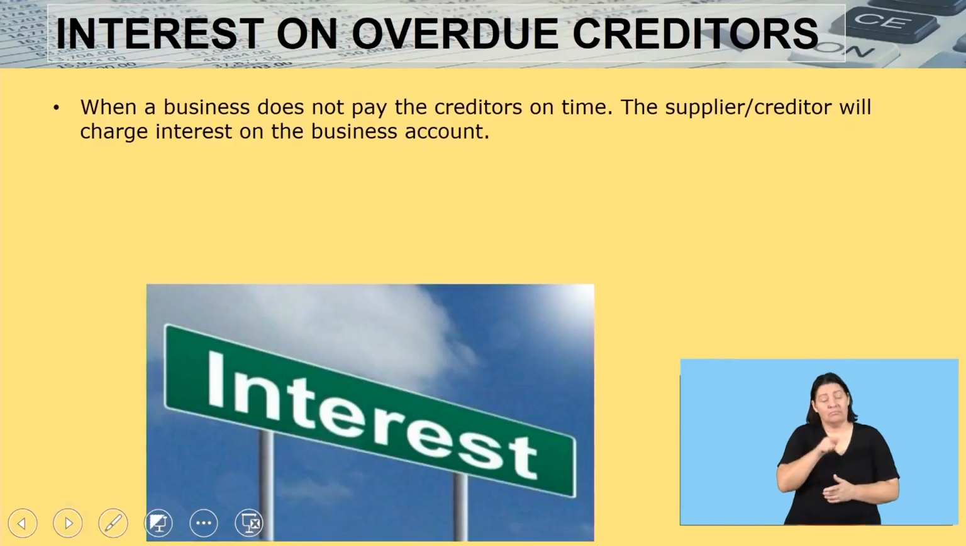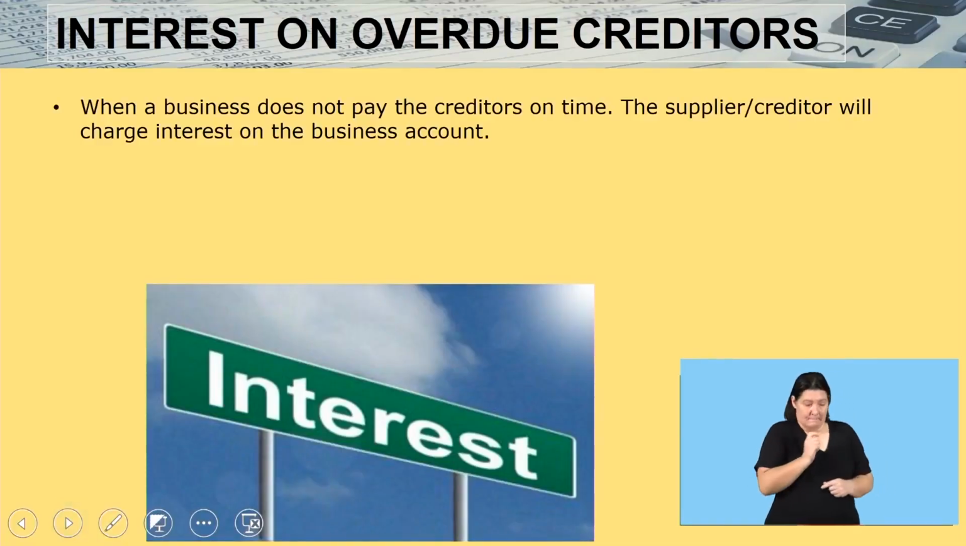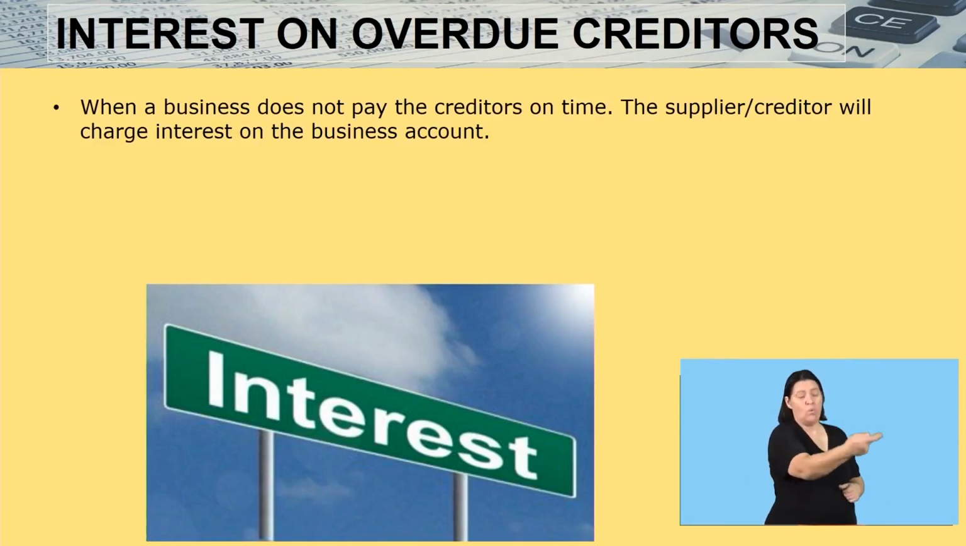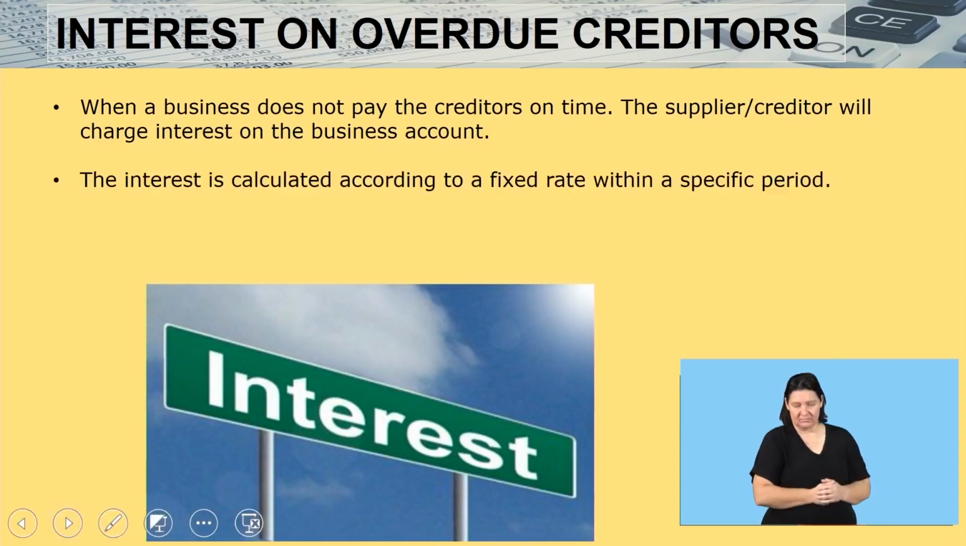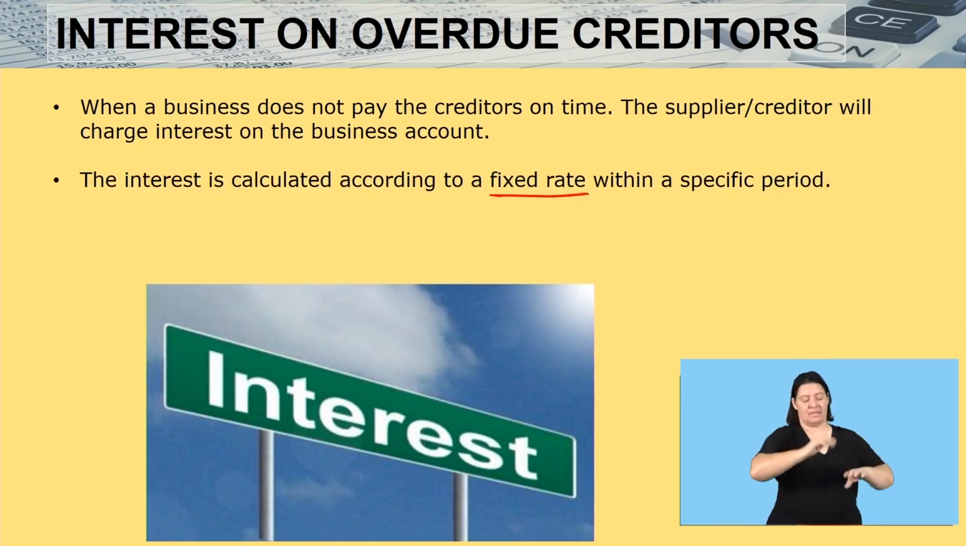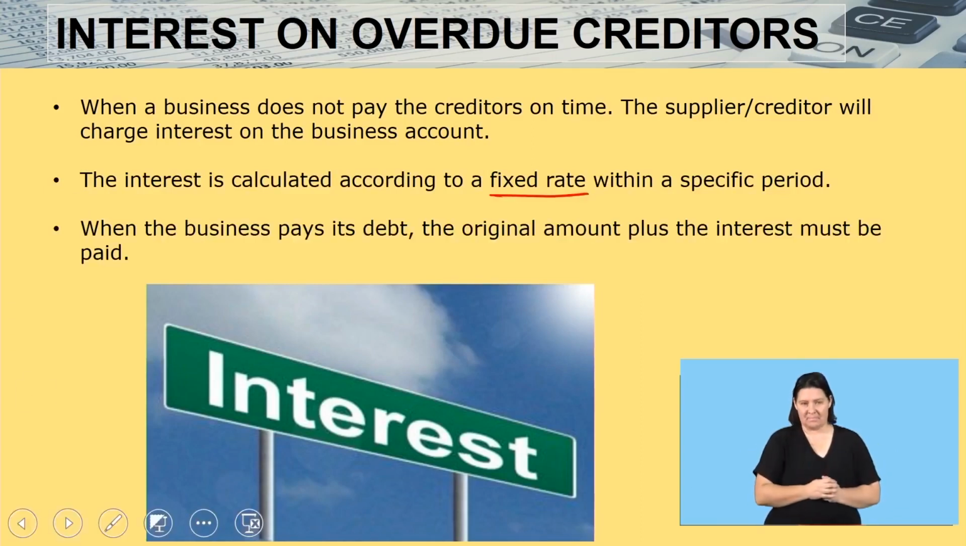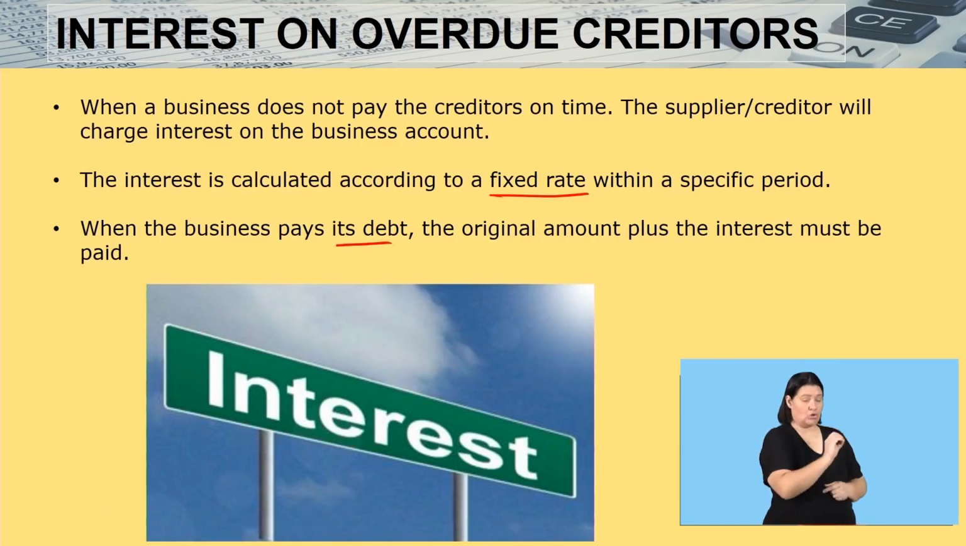Interest on overdue creditors is when a business does not pay the creditors on time, then the suppliers, who are the creditors, will charge interest on the business account. Interest is calculated according to a fixed rate within a specific period. When the business pays its debt, the original amount plus the interest must be paid.